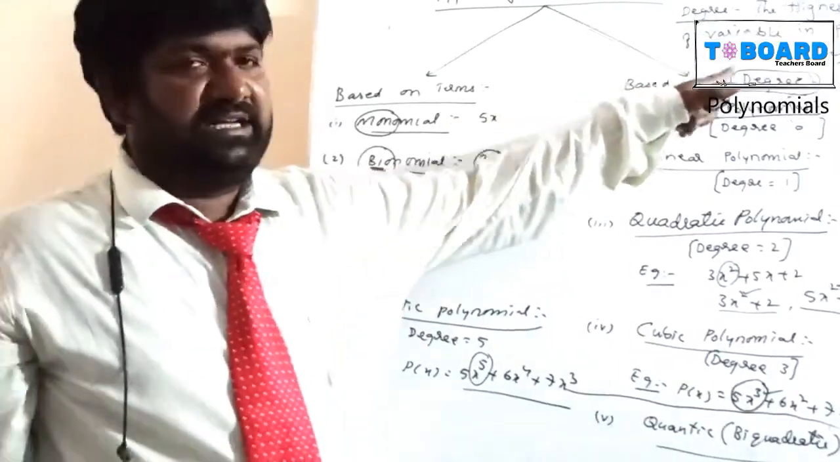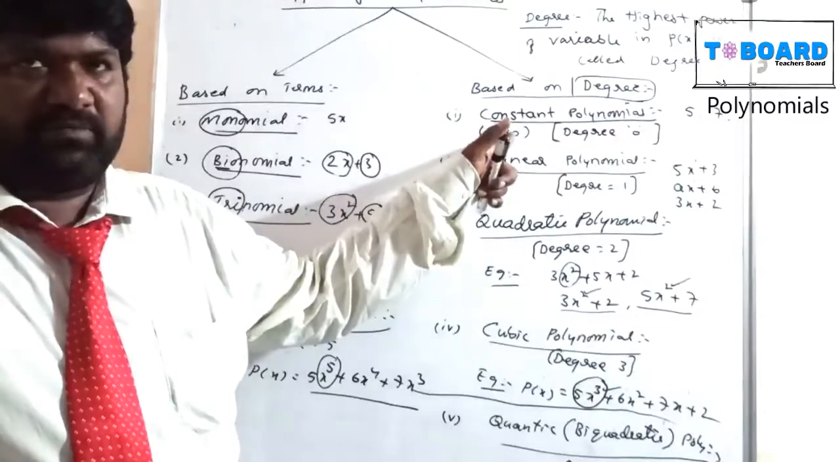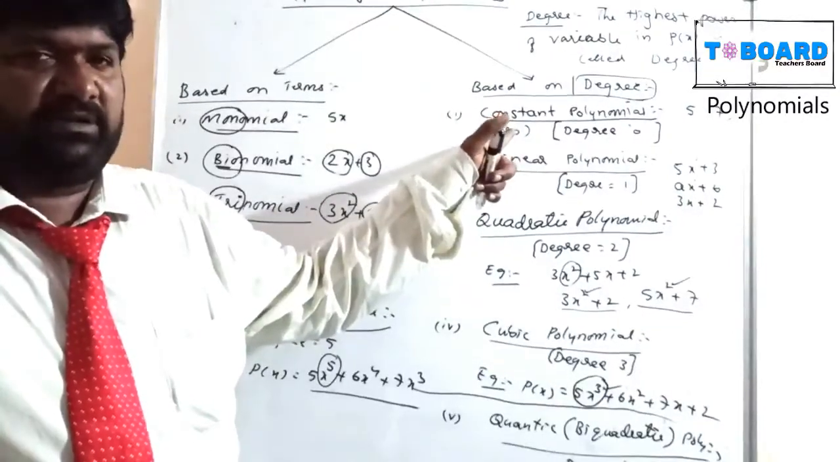And based on degree, the first one is constant polynomial. Constant polynomial, another name is zero polynomial.